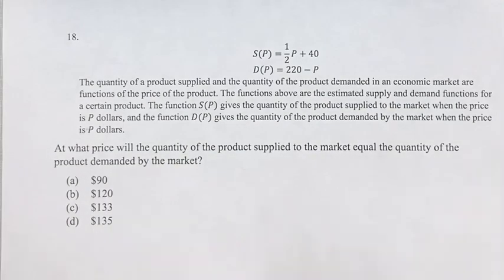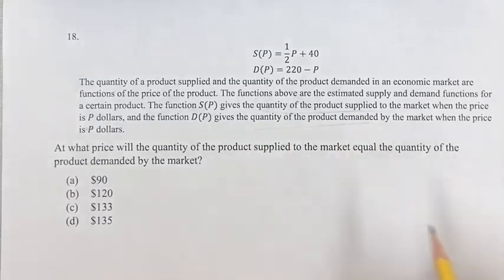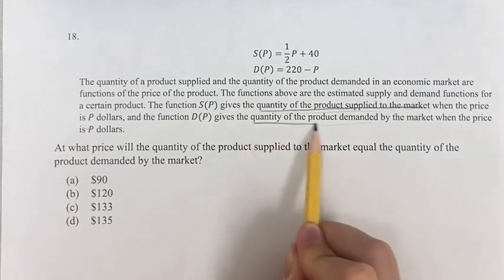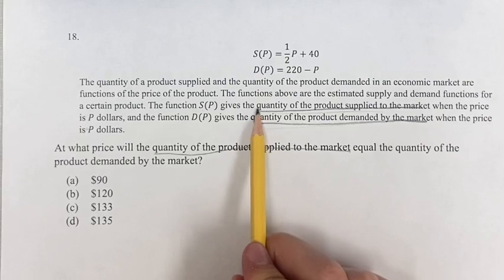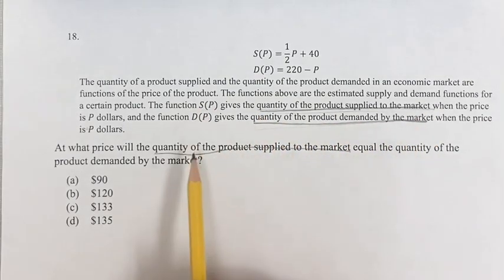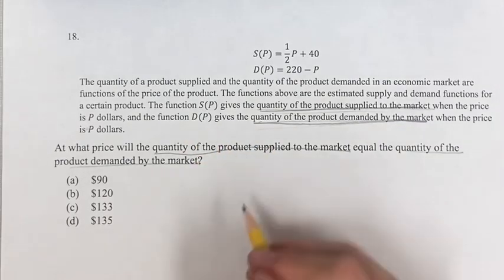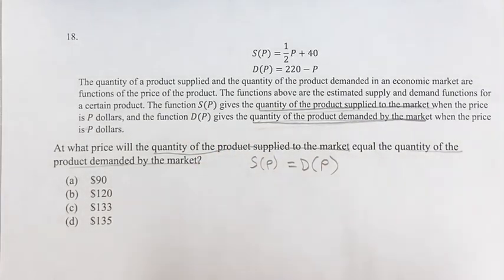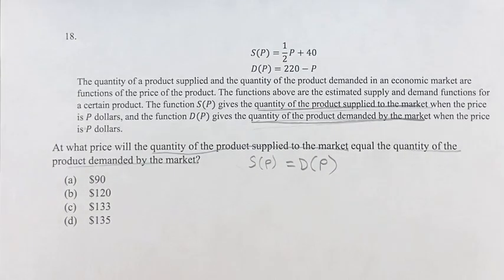You don't have to understand anything about economics with quantities of product supplied and quantities of product demanded. You just have to notice that we're asking, when is this quantity equal to this quantity? So we have the quantity of the product supplied to the market, which is S of P, and the quantity of the product demanded by the market, that's D of P. So it's basically asking, when is S of P equal to D of P? Again, don't get confused by the language. That's really not typical for an SAT problem.